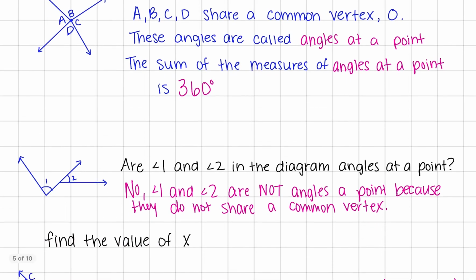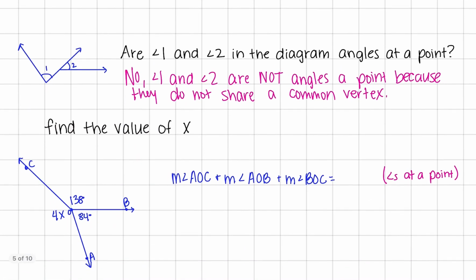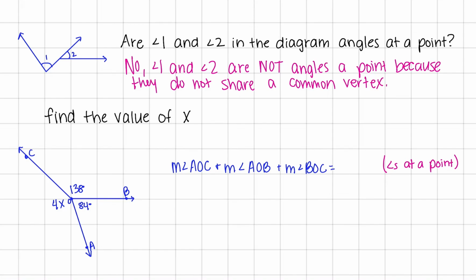Okay? So we are going to use our new knowledge of angles at a point to find the value of x. So when we draw this line, we have ray OC, ray OB, and ray OA. We also have angle AOC, which measures 4x degrees, AOB, which measures 84 degrees, and BOC, which measures 138 degrees. These are, as I said here, angles at a point, so they should add up to 360. Okay, and we know that angle AOC is 4x. We know that AOB is 84 degrees. And we know that measure of angle BOC is 138 degrees.